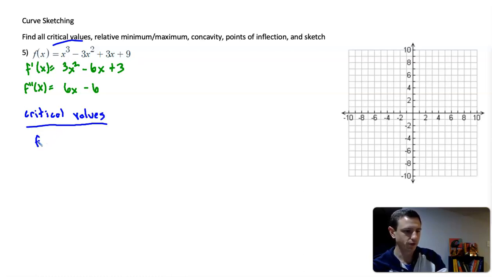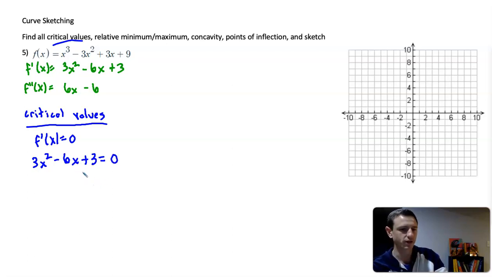So my critical values are when my first derivative is set equal to 0, or the points on the graph where we can't take the derivative. But we don't have to worry about anything here in this function, so we don't have to worry about that. All we have to worry about is where the first derivative is going to equal 0. So let's set our first derivative equal to 0. 3x squared minus 6x plus 3 equal to 0.